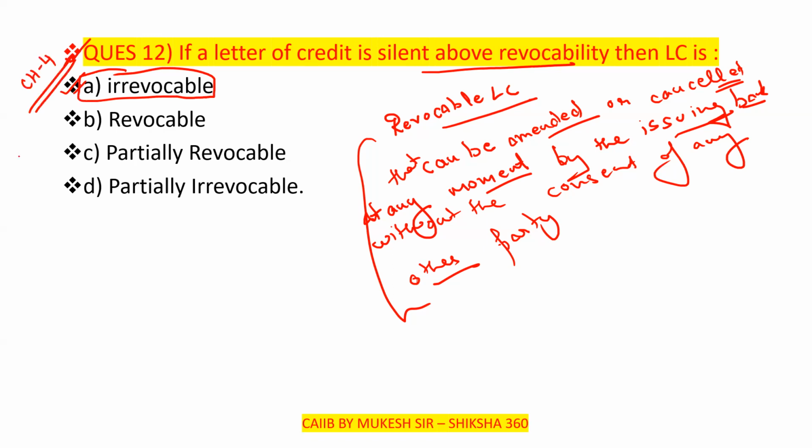If an LC is to be revocable, it must have a specific clause mentioned on it saying that this LC is revocable. Otherwise, all LCs are irrevocable LCs. And these LCs are issued as per the guidelines of UCPDC 600.